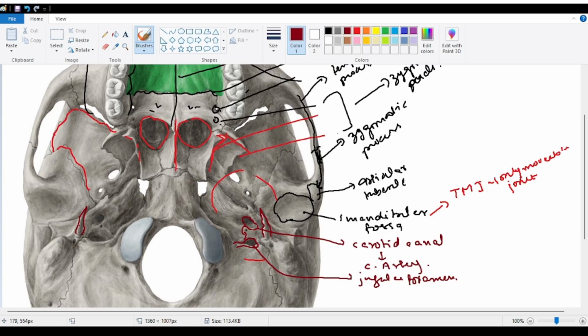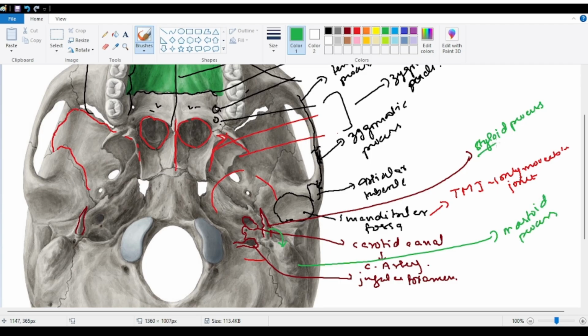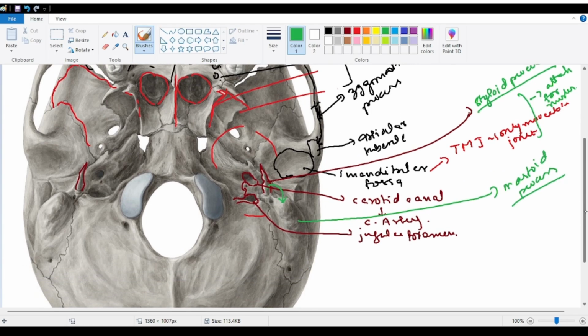Next, more laterally to the jugular foramen, there is a pointy process, and on the other side as well. This pointed process of the temporal bone is known as the styloid process. More laterally to this styloid process, there is a prominence, another process of the temporal bone, known as the mastoid process. Both the styloid process and the mastoid process are attachment sites for muscles. So that's all about the temporal bone.